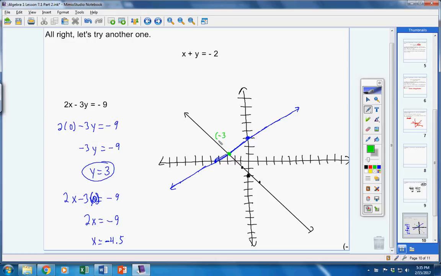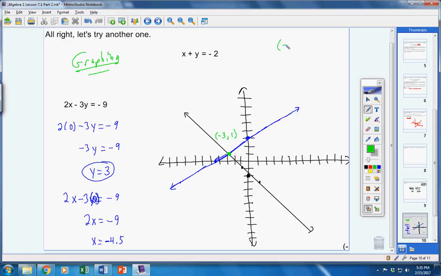And by the way, are you listening? On a test or a quiz, when I have you use the graphing method, are you listening, guys? I will always make sure your answers are whole numbers. I'm never going to give you a graphing method problem and have the answer be decimals or fractions, okay? So negative 3, positive 1. I think that's the answer.